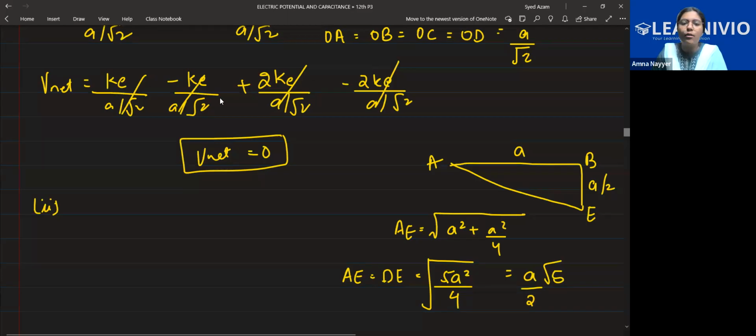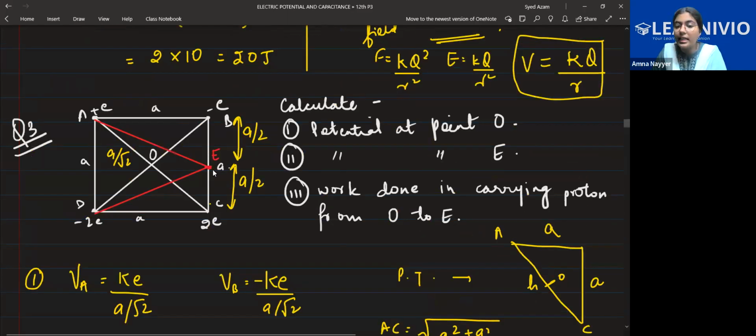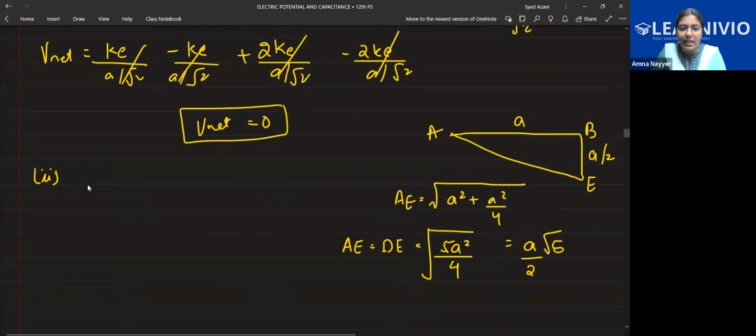Now look class. When we are calculating the potential at E due to A, the formula is still the same, class: KQ by R. We'll write K at point E, calculating due to A. Pay attention class. So KE by this AE. What is AE? A root 5 by 2. Okay, so I'm writing here. VA now will be K into E by A root 5 by 2. So 2 will go up like this.